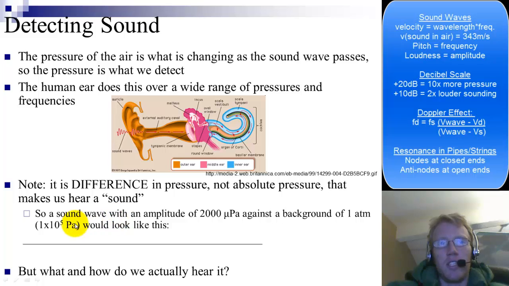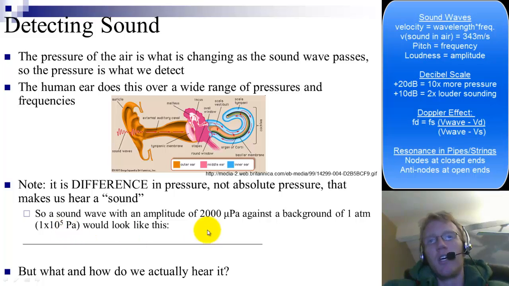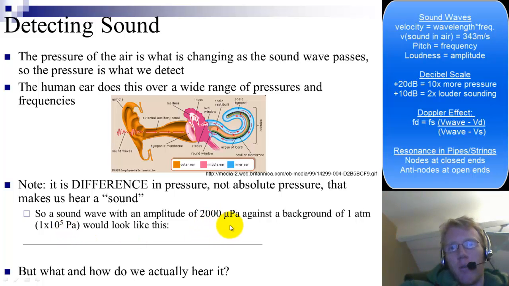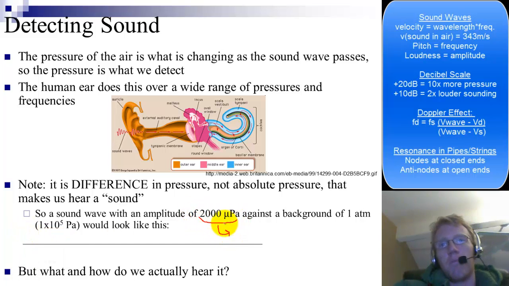So look at these numbers real quick. A sound wave has an amplitude of roughly 2,000 micropascals. But atmospheric pressure is 1 atmosphere, which is 1 times 10 to the 5th, which is 100,000 pascals. So if you compare 2,000 micropascals, let me put this into pascals. If you convert this, micro is 10 to the negative 6.